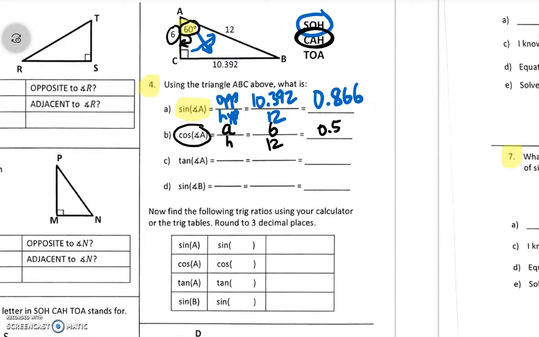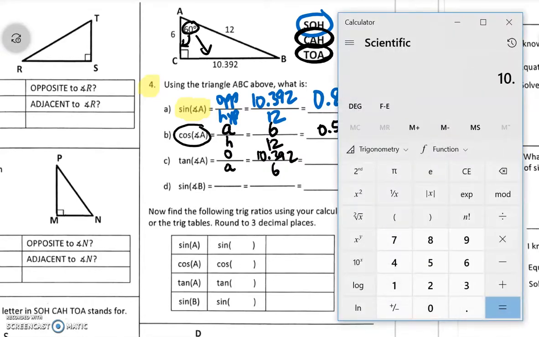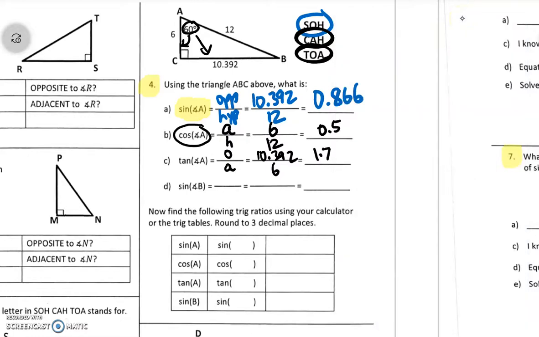Next one, what's the tangent of angle A? So we're still using angle A. Let's clean that up a little bit. Still looking at angle A, except tangent is opposite over adjacent. Opposite to angle A, 10.392. Adjacent to angle A, 6. So we want to say 10.392 divided by 6. Let's see what that is. 1.732.